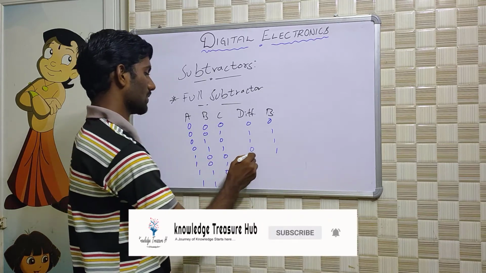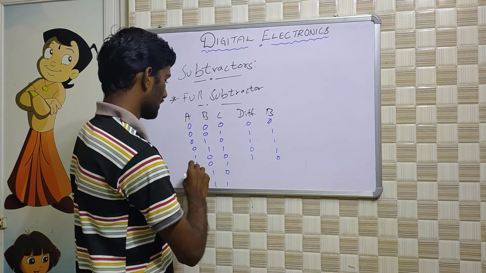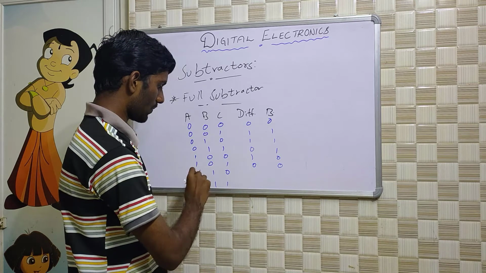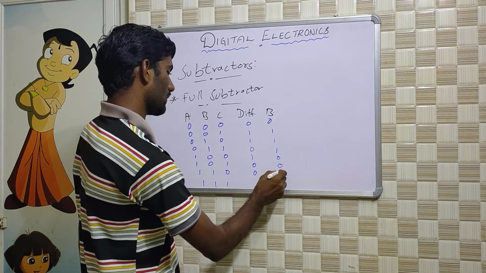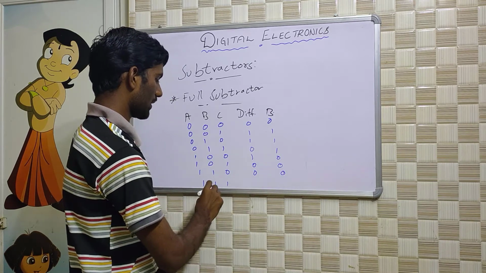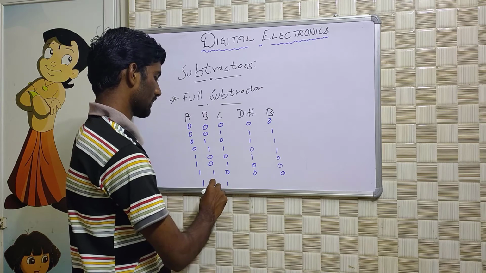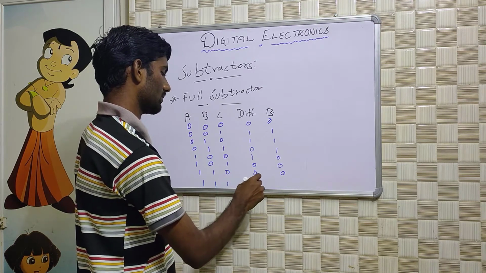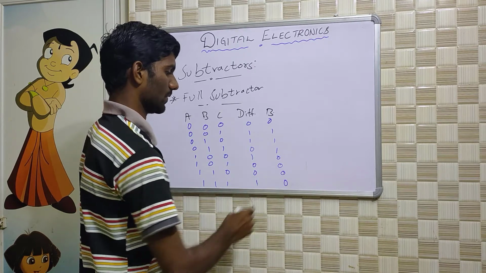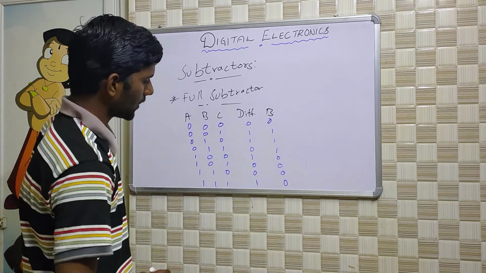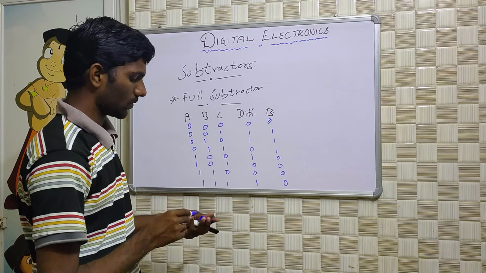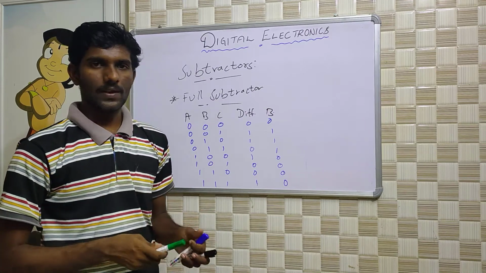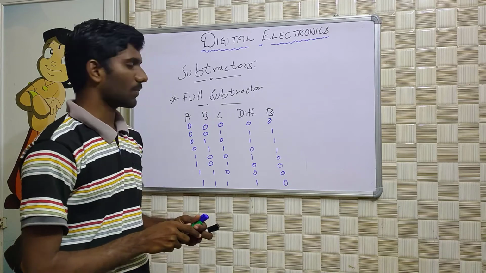So 1 minus 0 is 1. Borrow is 0. So 1 minus 1 is 0. Borrow is also 0. 1 minus 1 is 0. Borrow is also 0. So 1 minus 1 is 0. 0 minus 1 is 1. Borrow is 0. Right? So this is the truth table for full subtractor. So now we'll see the K map for full subtractor as well.